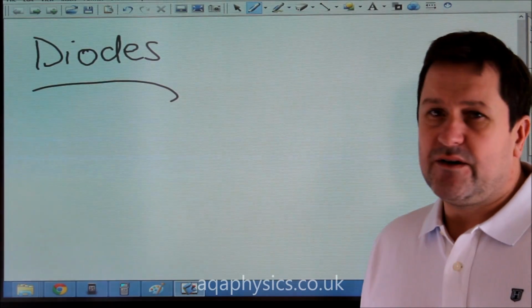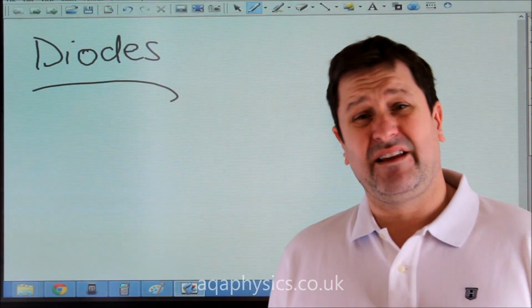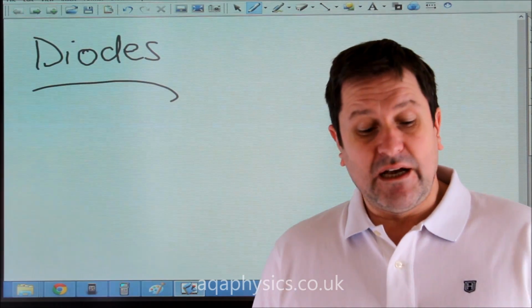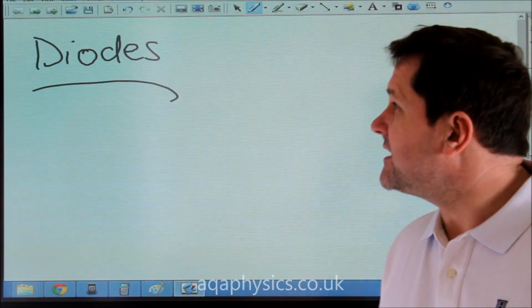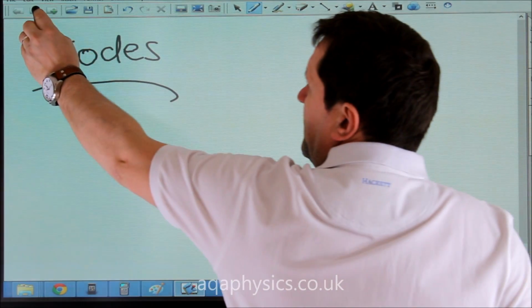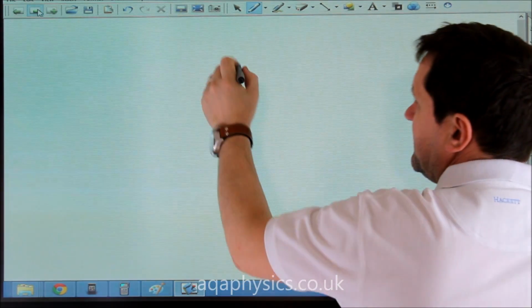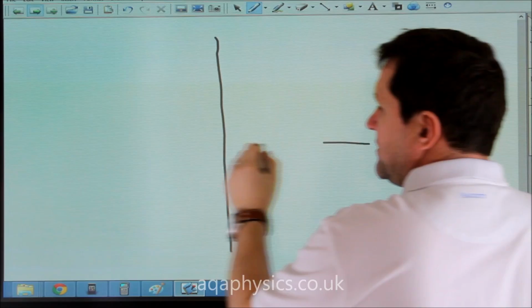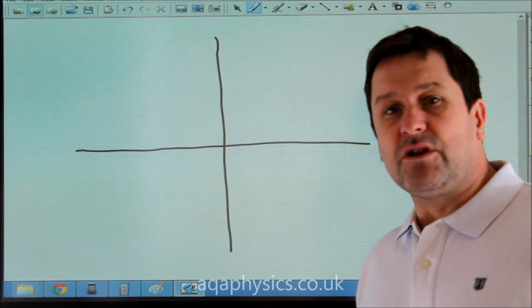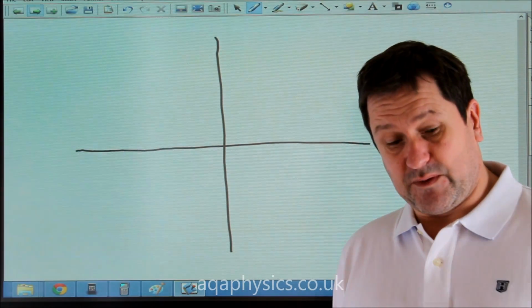We'll briefly look at diodes and go over what a diode is, how it works and what it does, and how it changes the calculations in a circuit, okay? So hopefully remember that a diode only lets the electrical current flow in one direction, okay?